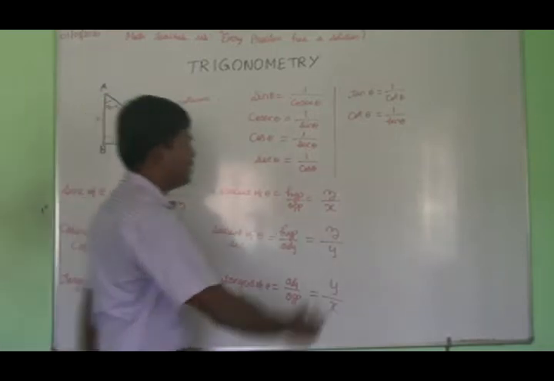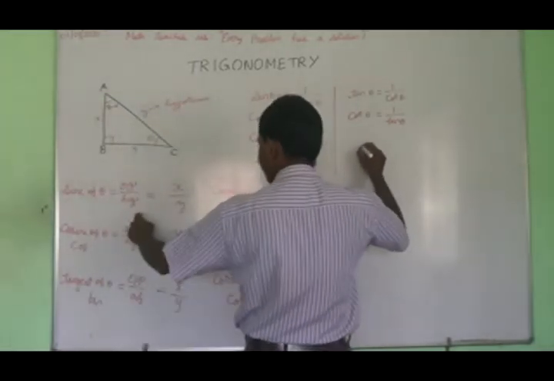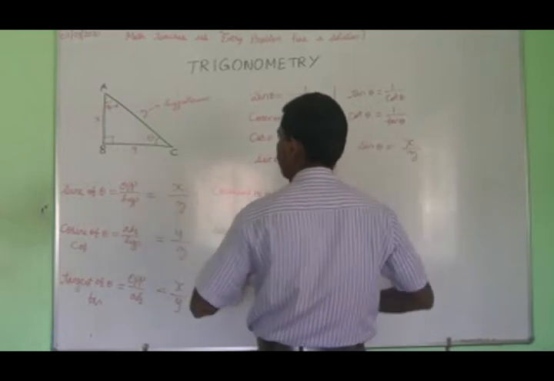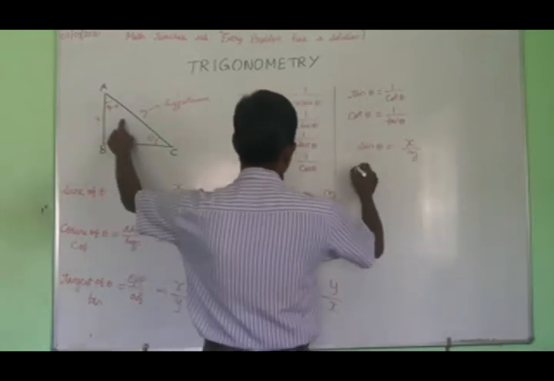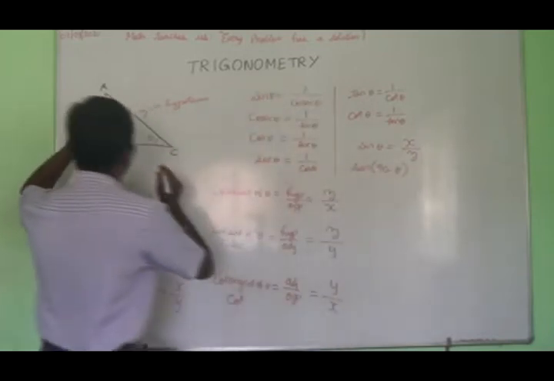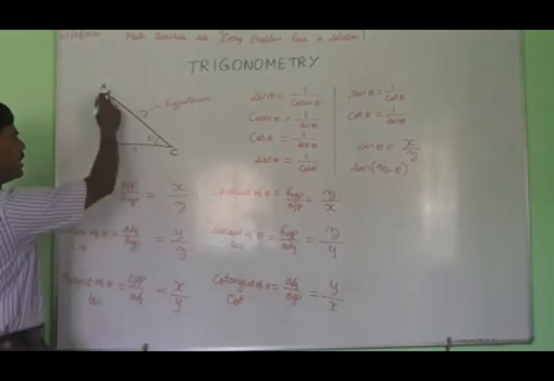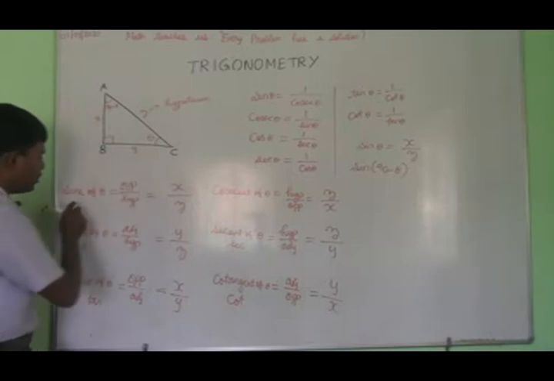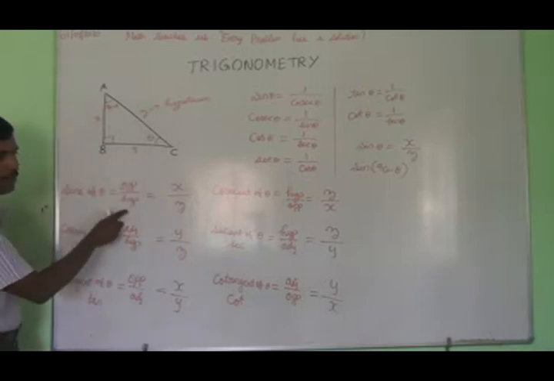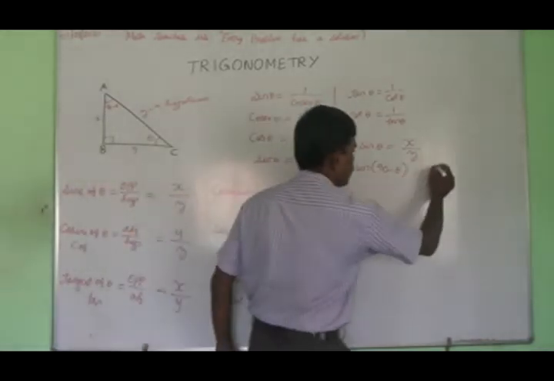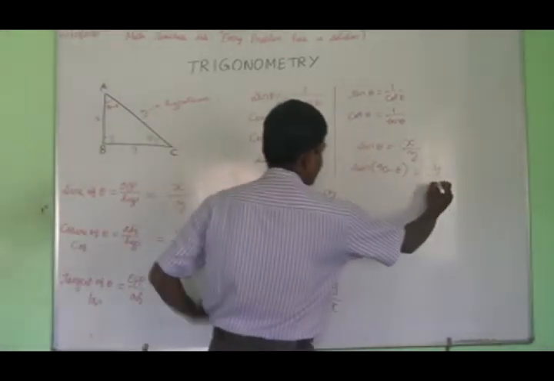So in this triangle we have found sine theta as x by z. What can you tell about sine 90 minus theta? If this angle 90 minus theta is considered, now this side becomes the opposite side. Sine is equal to opposite side by hypotenuse. So now the new opposite side is y and the hypotenuse is z.